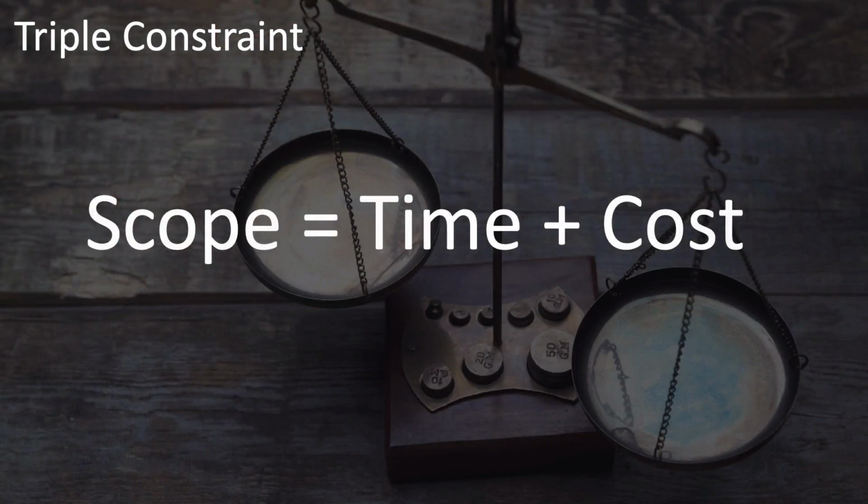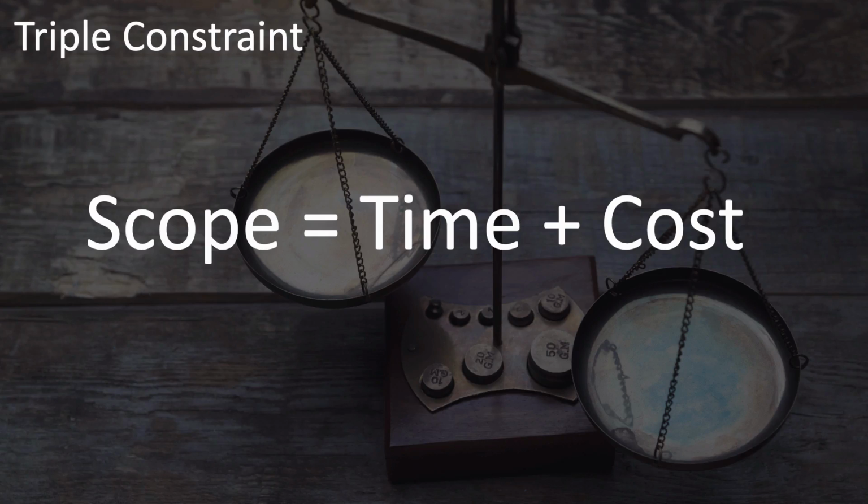This relationship of the triple constraint can also be represented as a formula. Scope equals time plus cost. The analogy isn't perfect, but it's definitely useful. As a general rule, a certain scope of work is going to require a certain amount of time and money. If one of these is changed, then at least one of the other 2 needs to be changed in order to maintain the balance necessary to deliver the same quality of result.